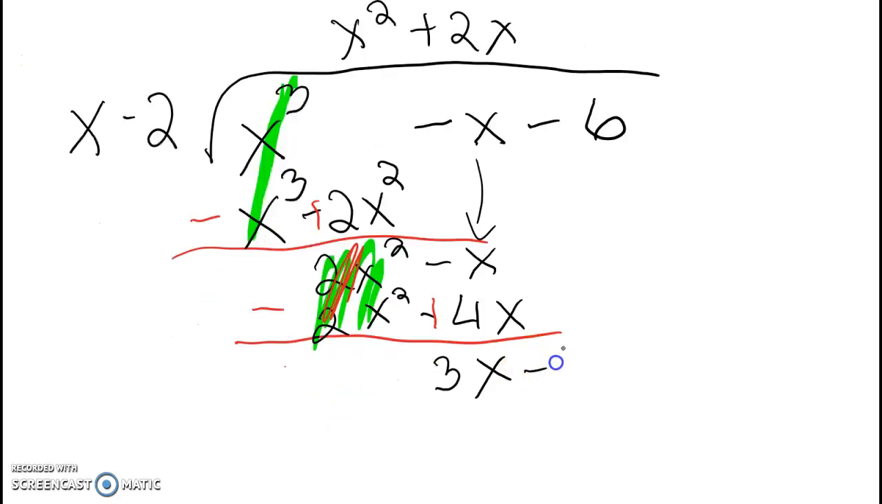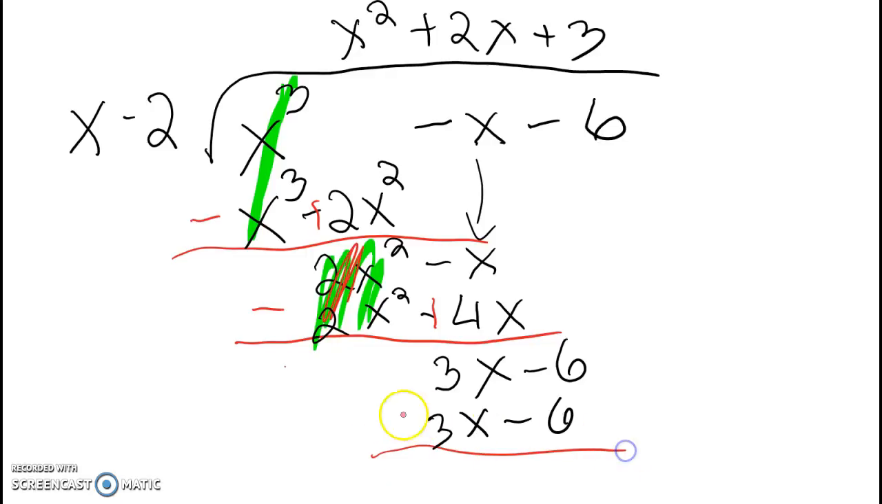Bring down the last term, which is minus 6, and repeat the process. X times what is 3x? That would be positive 3. And multiply. 3 times x is 3x, and 3 times negative 2 is negative 6. At this point, when we subtract by changing the signs, we will see that all of it cancels out, leaving us with a remainder of 0.